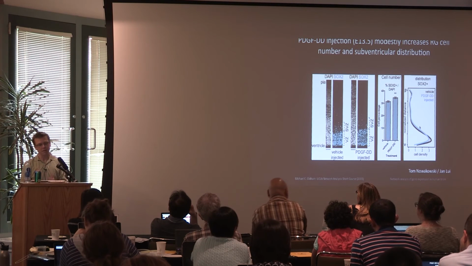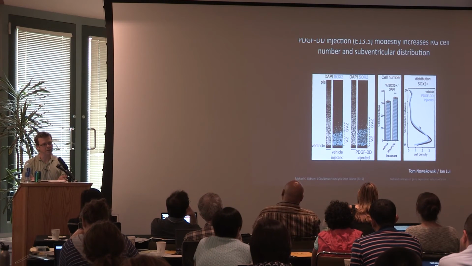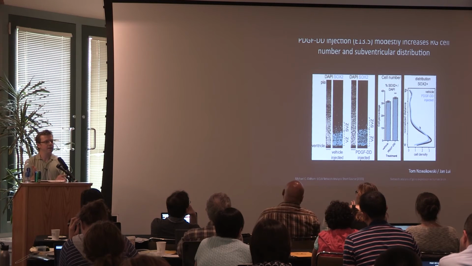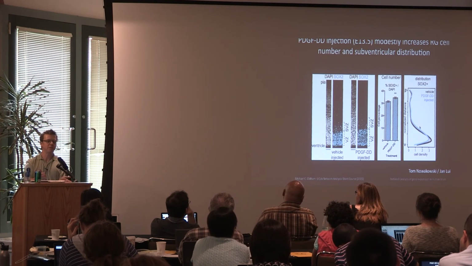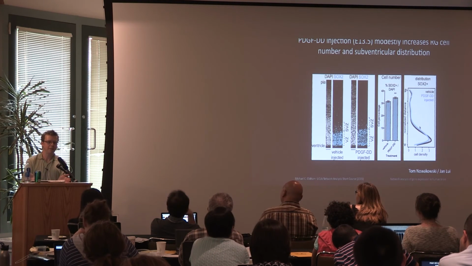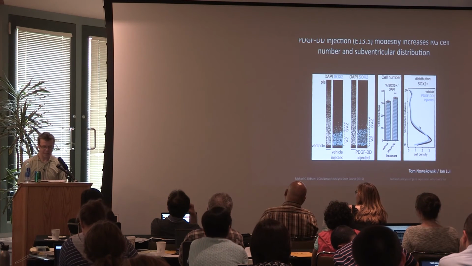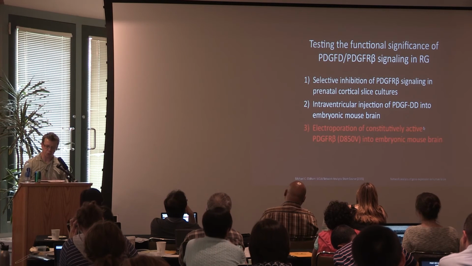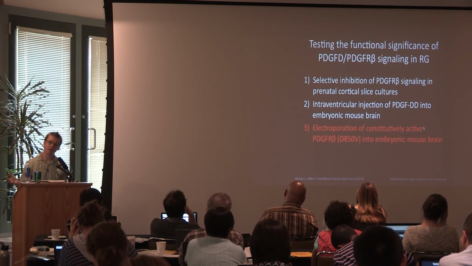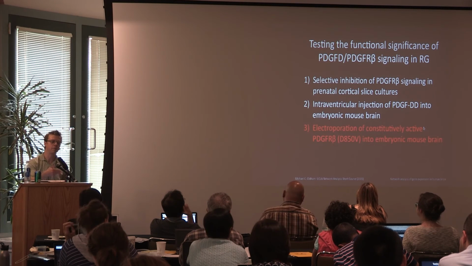But it was kind of a modest effect, right? A 10% increase is not that great. But then again, if the receptor is not being expressed by the radial glia, what do you expect? How can the ligand really have an effect if the receptor is not there? So the last experiment was to try and short circuit that, and we electroporated a constitutively active form of the receptor into the developing mouse brain.